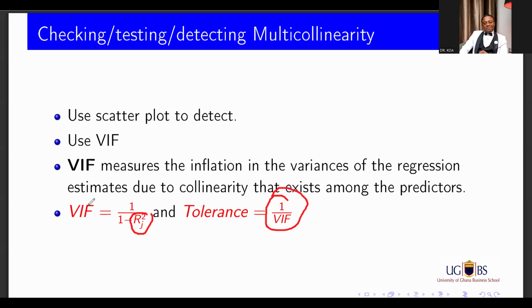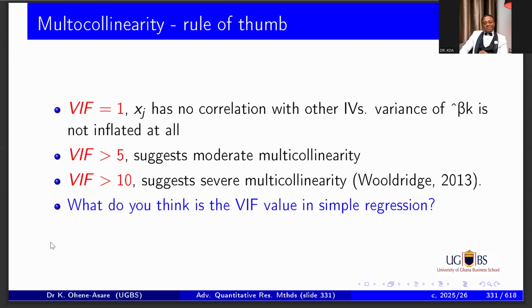Now, how do you interpret these scores? Well, it's a very simple thing. Once you have the scores for each independent variable, once the variance inflation factor is 1, it means that that particular independent variable has no correlation with the others. But if it's bigger than 5, there is a moderate multicollinearity problem. If it's bigger than 10, there is a severe multicollinearity problem.